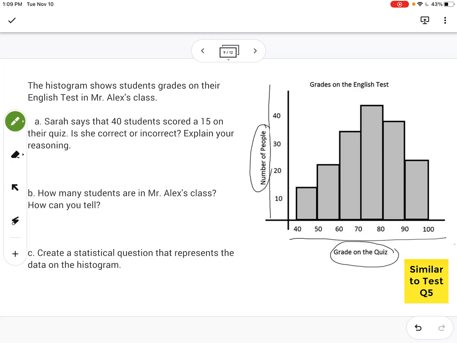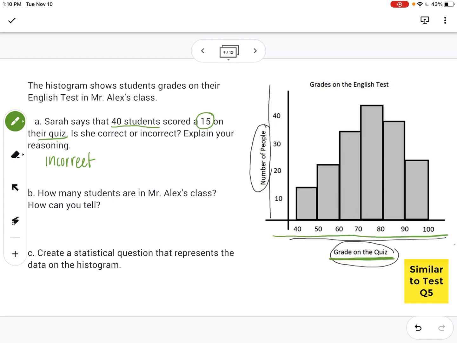Okay, so the first part, we are just going to answer this based on our interpretation and understanding of the graph. So it says, Sarah says that 40 students scored a 15 on their quiz. Is she correct or incorrect? So we'll want to look at both of the axes and see what they represented. When I look at the grades on the quiz, I actually see that 15 isn't even in this scale. It starts at 40. So I know this is going to be incorrect or false.